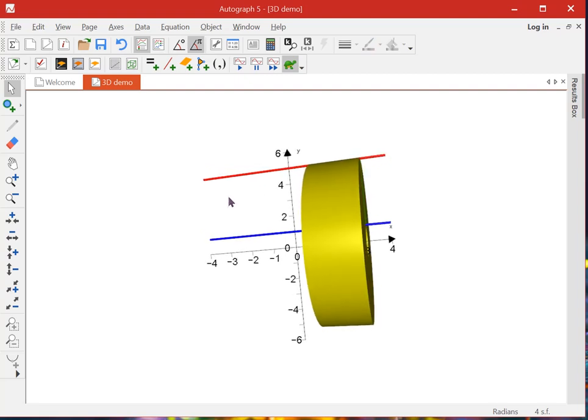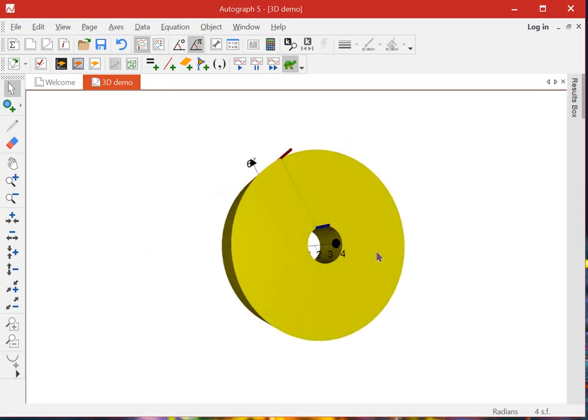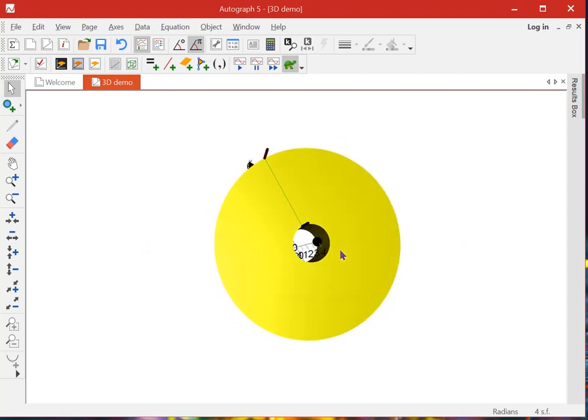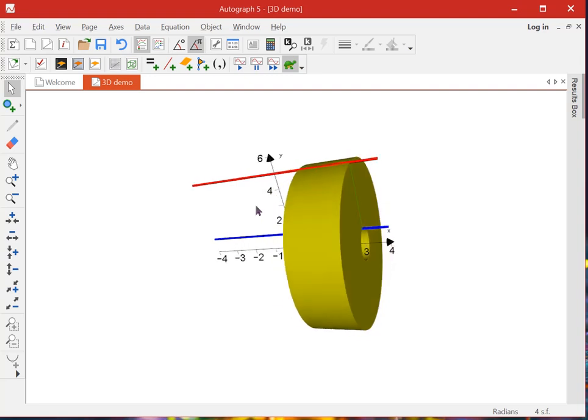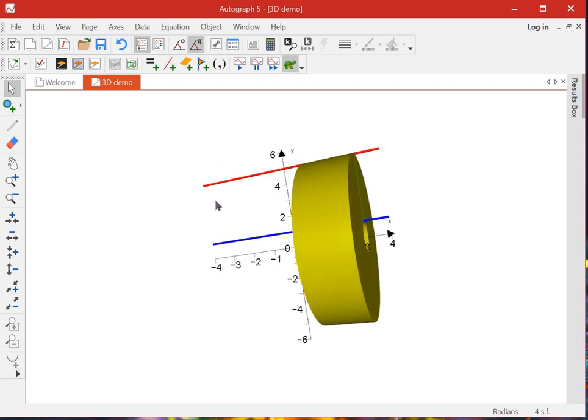Whoa, it looks a little bit like a disc. Uh-oh, but there's a hole in it. You can look right down in the middle of that hole. Folks, that's not a disc anymore. That is a washer, hence the washer method.